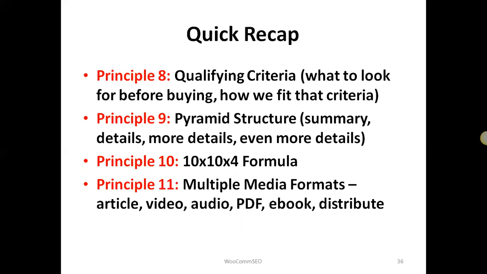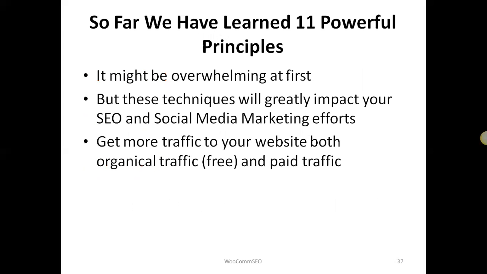So quick recap, the new principles you learned are principle 8, qualifying criteria: what the readers need to look for, and you need to answer how we fit those criteria so that they will buy from us. Principle number 9 is the pyramid structure, then the 10 by 10 by 4 formula, and then the multiple media formats. You make an article, turn that into a video, an audio, a PDF, an ebook, and distribute in social media and search engine optimization.